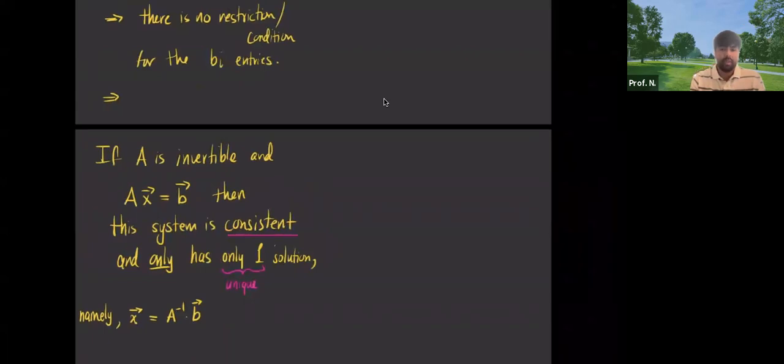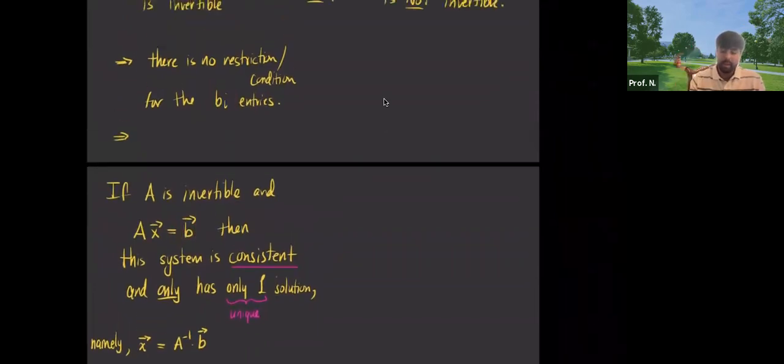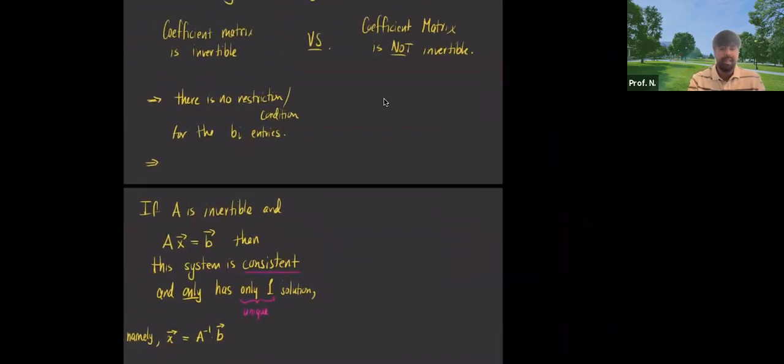Because that's the case, there is no restriction for the b_i, right? When I'm talking about the b_i, I'm talking about the entries along the vector B. But what happens when the coefficient matrix is not invertible? Then what do we have?